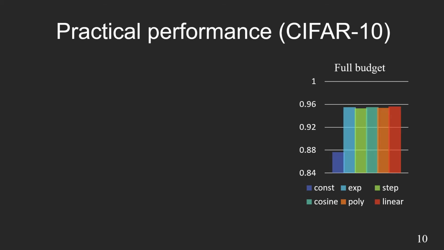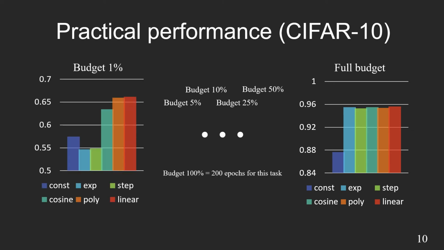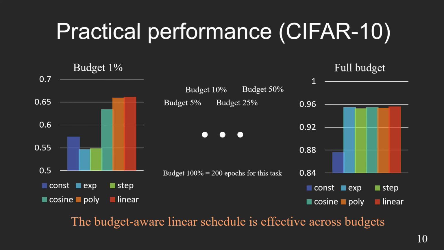Now let's look at the practical performance on CIFAR10. First, for the regular full budget case, all schedules, except for constant learning rates, deliver similar performance. This is not surprising, given that they are designed and tuned for this setting. But as we start to constrain the allowed budgets, the advantage of linear schedule emerges. For example, at 1% of the total budget, the same linear schedule outperforms all other schedules. We found that the linear schedule is effective across different budgets.